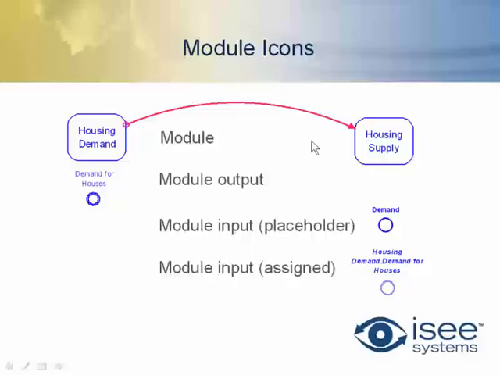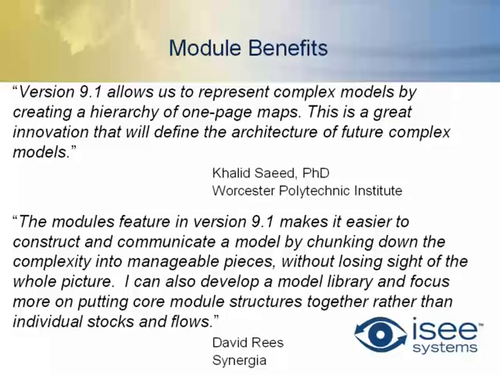So, to wrap up, modules have many benefits. They allow you to break large complex problems down into smaller pieces. They allow you to version control your separate pieces. They allow you to build your model in a way that's consistent with the traditional way to build models, where you build a dynamic hypothesis and then work down and build up the detail in each one of those sectors or modules of the dynamic hypothesis.